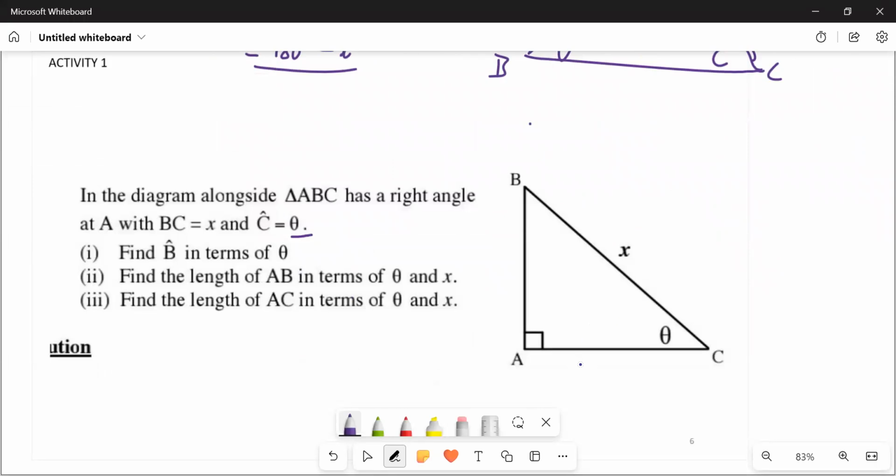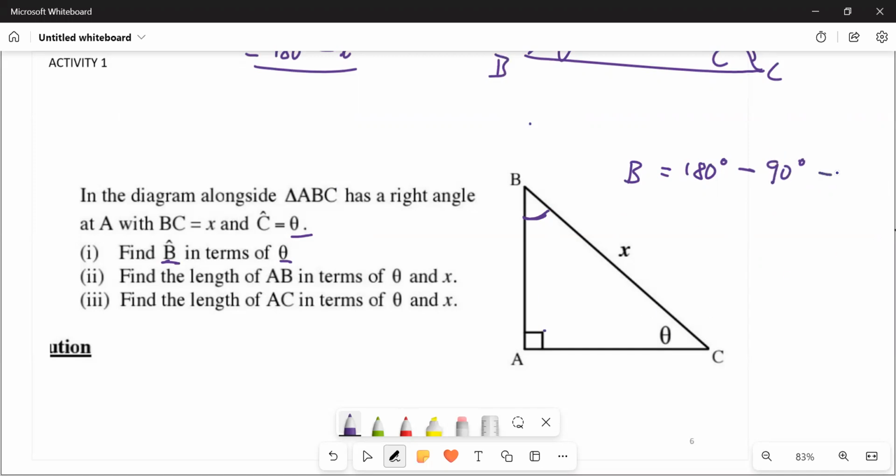Now, this is a good examination question. On a good examination question, they will start by saying, in the diagram, we have A, B, C. They say we should name B in terms of theta. So they want us to tell them what this angle here is in terms of theta. Now, this is a right angle triangle. So what is going to be this P in terms of theta? P is going to be given as 180 minus this angle. What is this angle? It's 90.